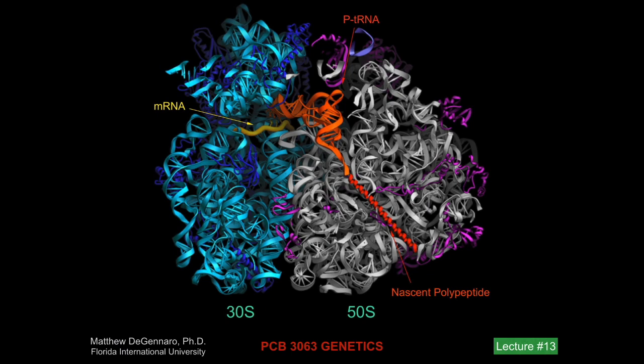Here's an image of the machinery that makes translation possible. This is the 70S ribosome from bacteria. It shows the locations of the mRNA and the tRNAs, and also the two subunits, the 30S, which is a smaller subunit, and the 50S subunit. Today we're going to talk about how the ribosome translates an mRNA into a protein.